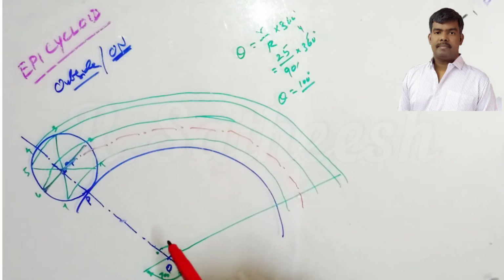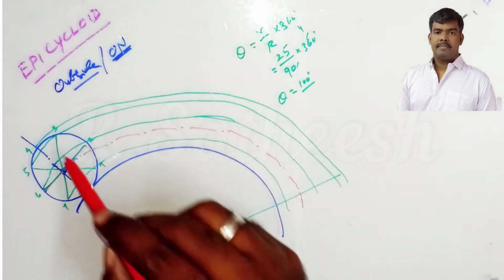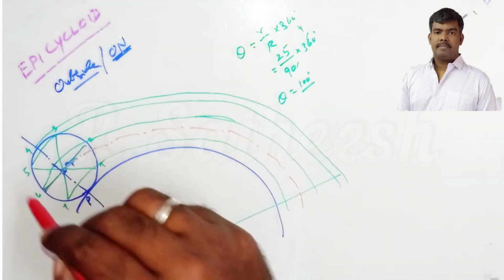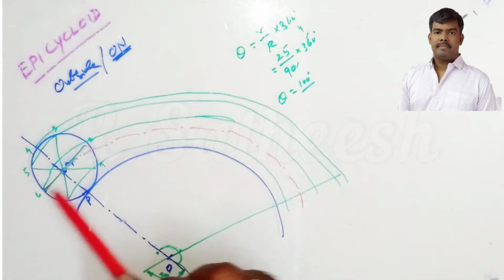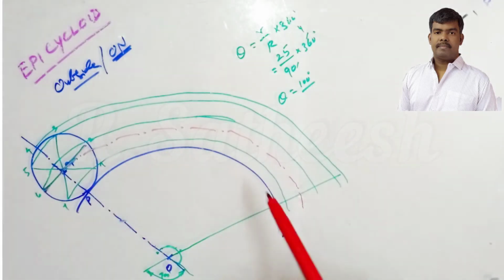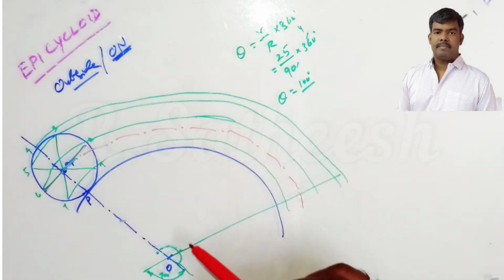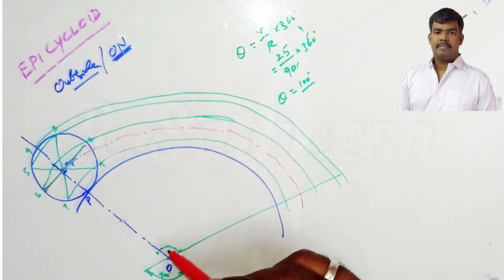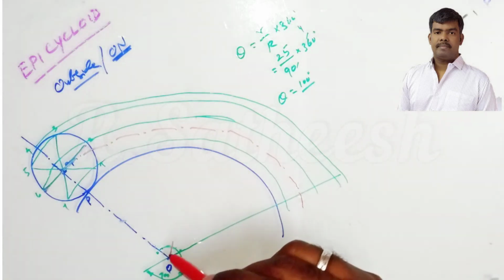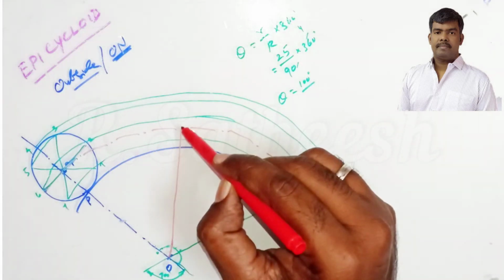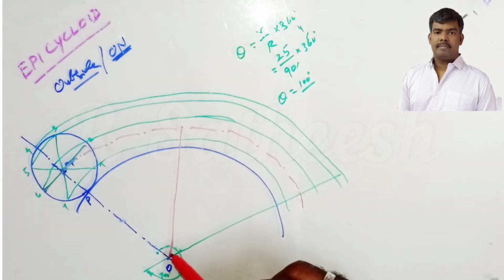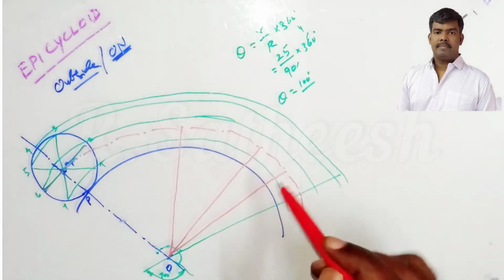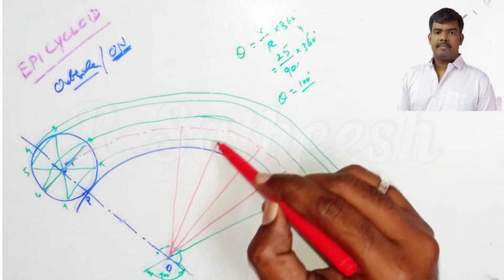Then the theta 100 degree is divided into n equal parts. That n value is equal to how many equal parts we divided the circle into here? 8. Therefore, that angle is also divided into the same 8 equal parts. We know the divide an angle method. By using that method, you divide that 100 degree angle into 8 equal parts.